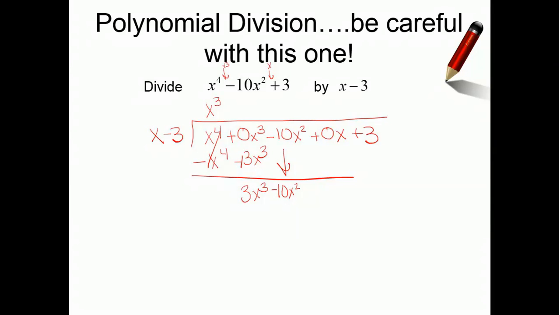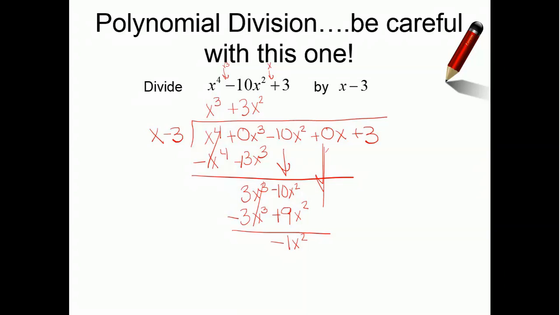X times something needs to give me 3x cubed. Well, I know I need a 3. And I know I need 2 more x's, right? Because 3 times 1 will give me 3, x squared times x will give me x cubed. So, I know I'm going to get 3x cubed down here. 3x squared times negative 3 is negative 9x squared. Almost messed up there. Don't forget to change your signs. So I'm gone there, negative 1x squared left behind.